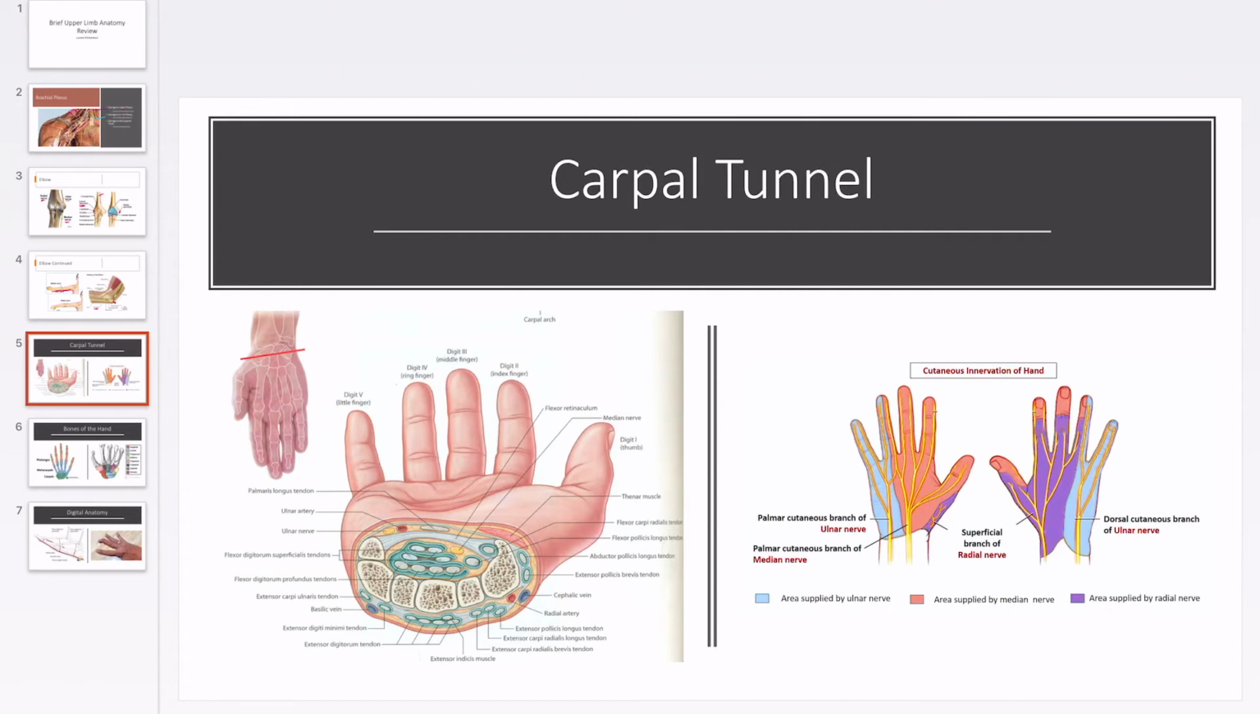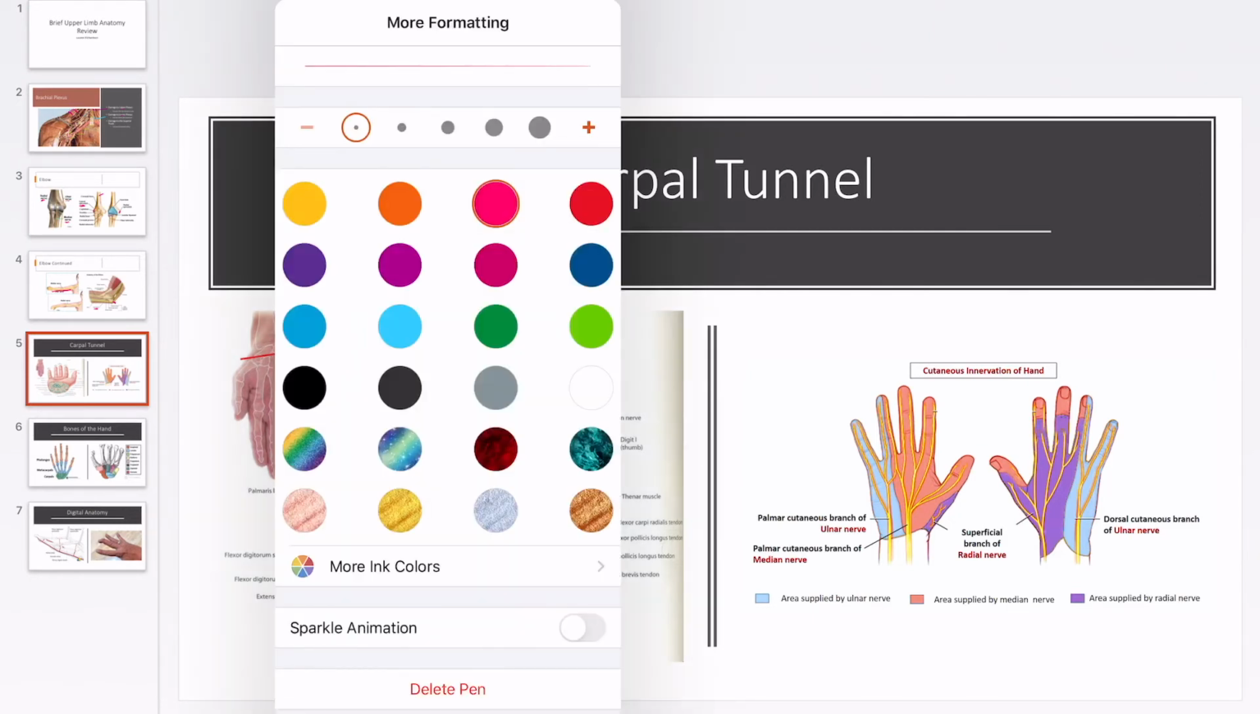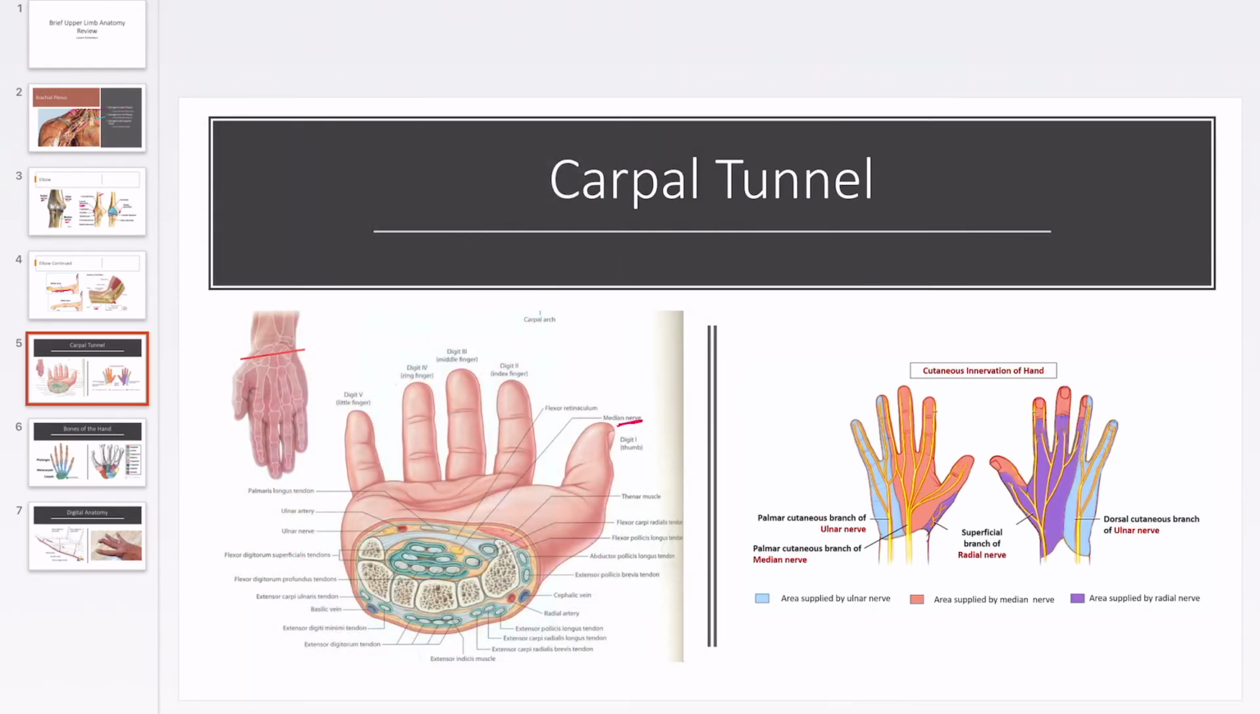So those nerves continue down to the hand. You can see the median nerve here, and then you can see your ulnar nerve here. So you can see that those two nerves are going to continue. Those are going to be major supplies for the hand and the cutaneous innervation as well as function.